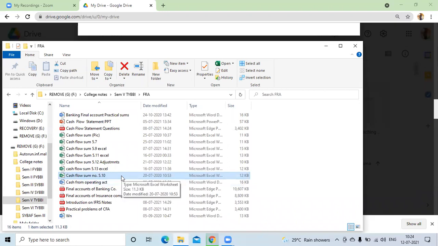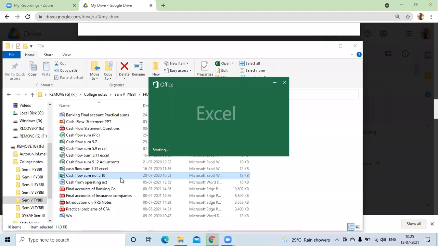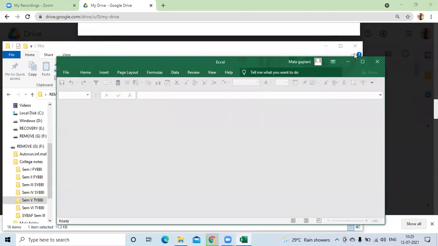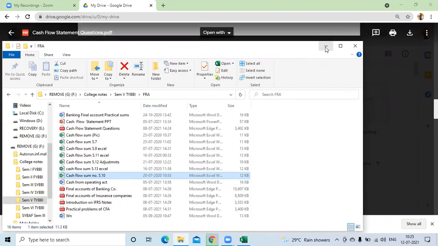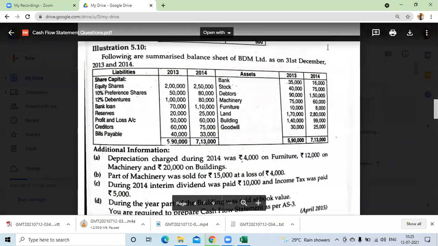Done? Yes, ma'am. Okay. Leave 2 lines and write down cash from investing activity. Leave 7 to 8 lines and write down cash from financing activity. Come on, quickly. Done? Yes, ma'am.